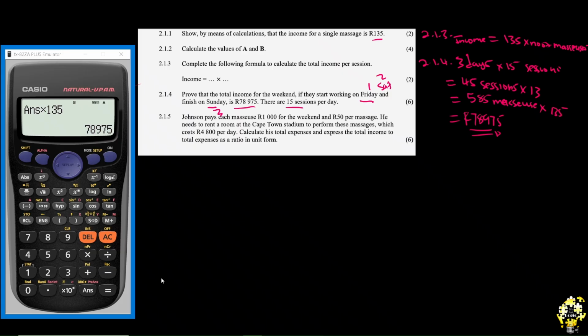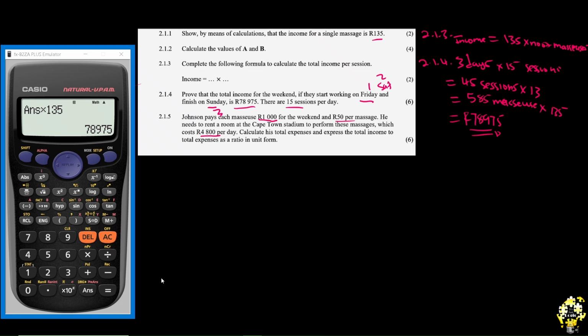So each of these people who are offering massages, they get paid 1,000 for the weekend and 50 rand per massage. So 1,000 per weekend, also 50 rand per massage. He needs to rent a room at the Cape Town Stadium to perform these massages, which costs 4,800 per day. Calculate his total expenses and express the total income to the total expenses.